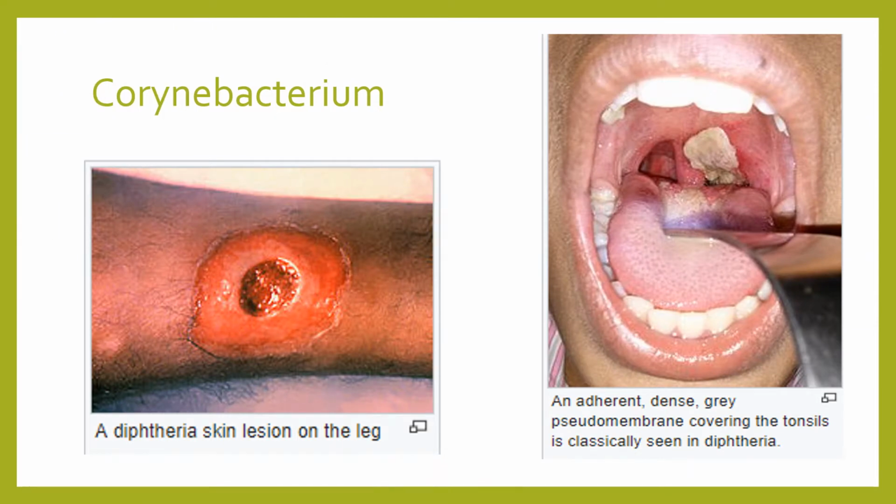These are graphic representations of the chronic non-healing ulcer in the leg and the grayish pseudomembrane in the area of the tonsil.